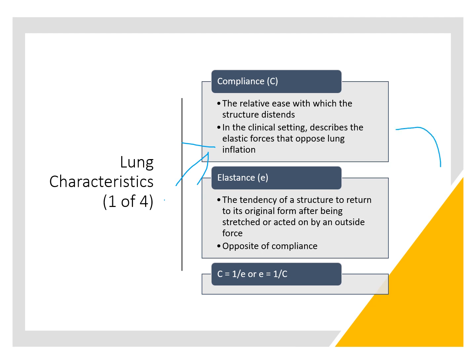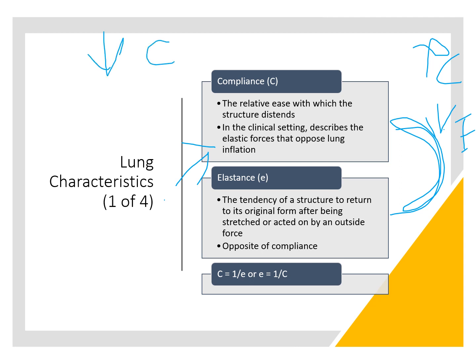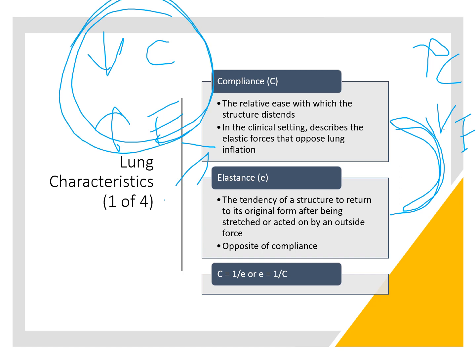So these are inverse of each other. If I have high compliance, I have low elasticity. And then the inverse is true. If I have low compliance, like stiff pneumonia lungs, then I have very high elasticity, right? So with a pneumonia patient, it's going to be very hard to expand their lungs. But when they go to exhale, they're going to close very quickly.